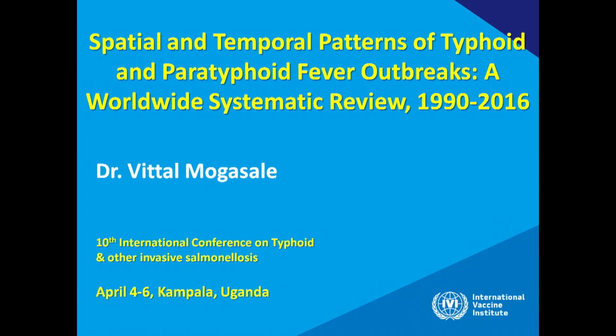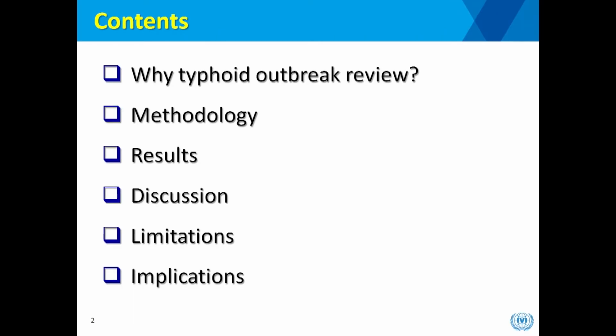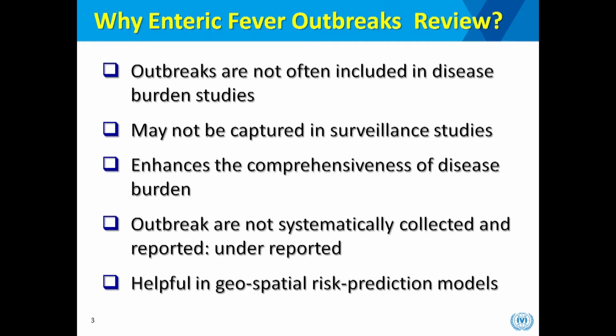So I'm going to talk about the spatial and temporal patterns of typhoid based on outbreak review. This is the outline of my presentation. And we did a systematic literature review. So why did we do this?